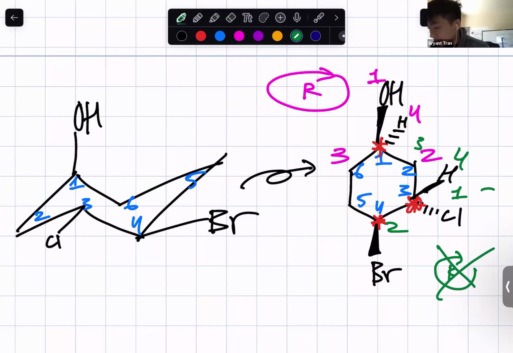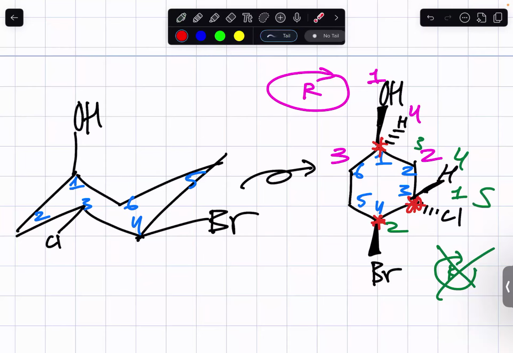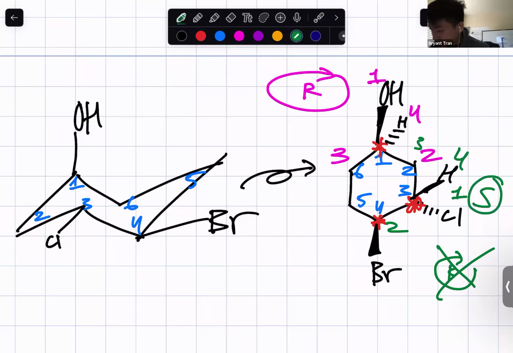It's gonna be S because the hydrogen is a wedge. Nice. Okay. Let's try this last chiral center here. Let's draw out this hydrogen for you as well, like that.